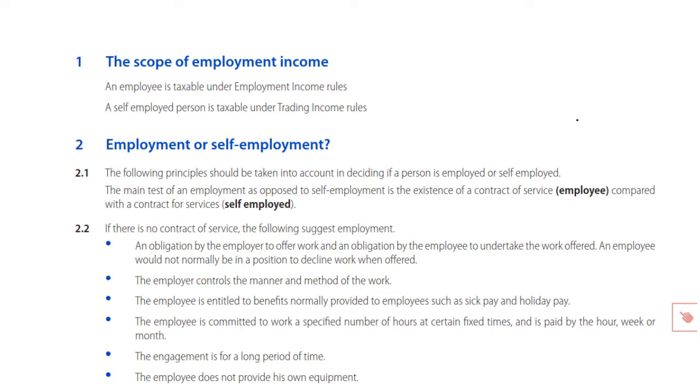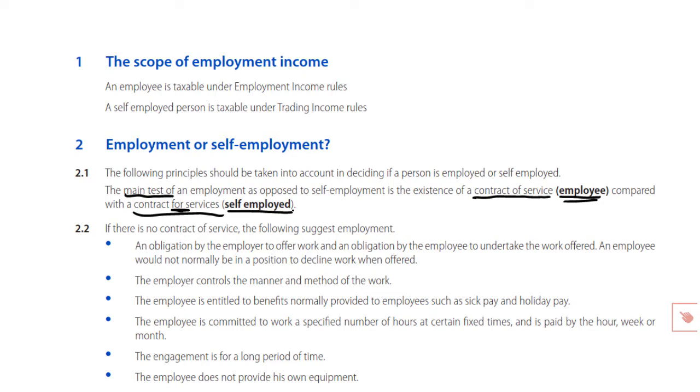Now, the basic rule of thumb is a simple one. Our main test, as we'll see here, of employment as compared to self-employment is whether we have a contract of service, which would constitute you being an employee, therefore what you get is employment income, to be assessed and treated under the rules we're about to see within this chapter, compared with a contract for the services of the individual that would make you self-employed. So contract of service, you're an employee. Contract for services, you are self-employed.